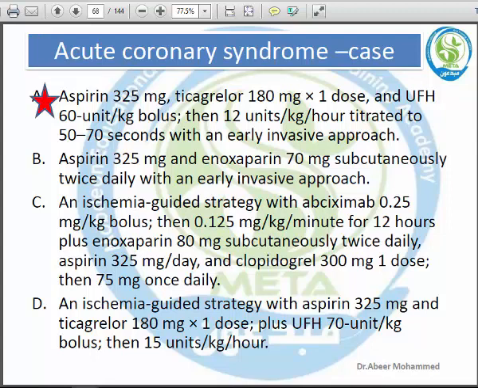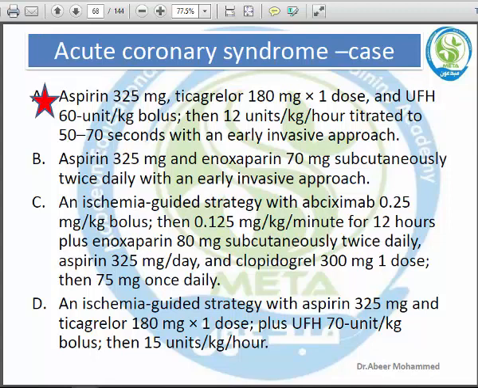الخيار D ischemia guided strategy with aspirin 325 mg and ticagrelor 180 plus unfractionated heparin 70 unit per kg bolus then 15 unit per kg per hour. Maintenance dose of the unfractionated heparin is wrong. usual الدوز الصح هو 12 unit per kg per hour. لما اجي احل الكيس، لما احلها بمبدأ الاستبعاد بلقى روحي حليتها طوالي.